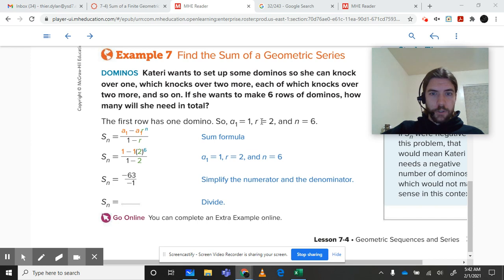Our rate at which this is growing, so we're doubling, and the fact that we want to go out to the 6th row, so that means n is 6. As long as we can fill those in, then that is good enough for today.